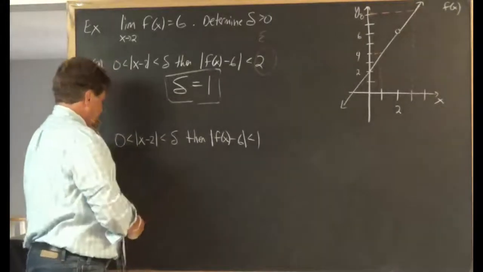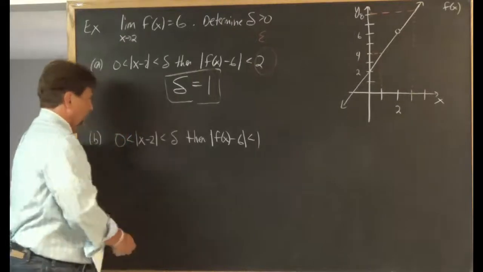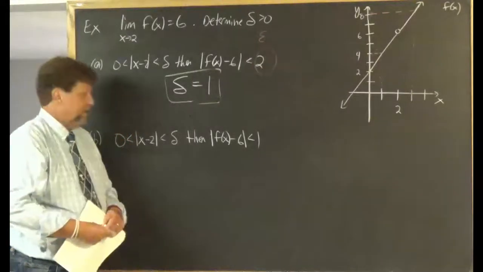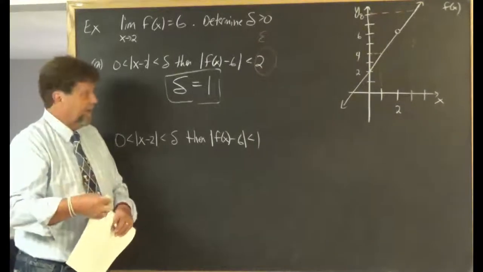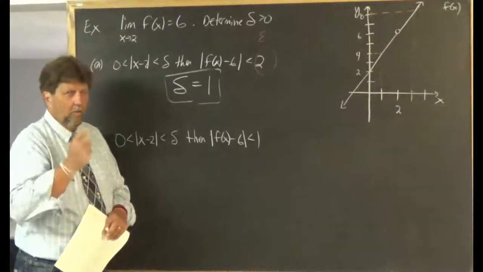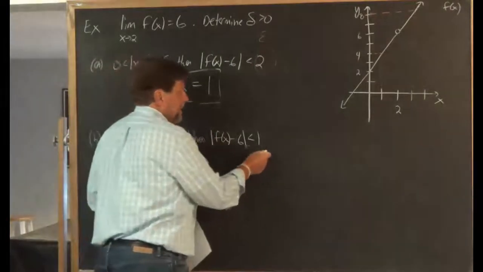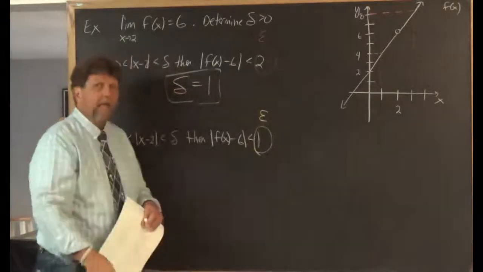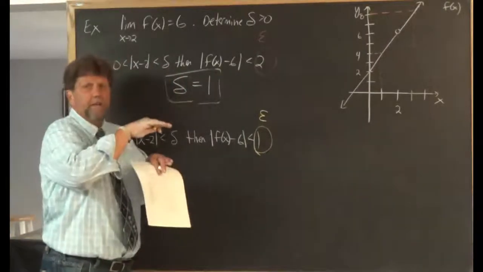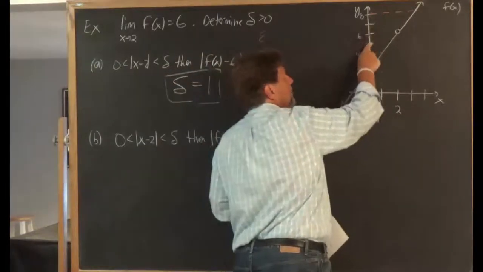So let's look at part B. Part B says the absolute value of x minus 2 less than delta, then the absolute value of f of x minus 6 is less than 1. So it's a game. The person has given us a smaller epsilon. Now they want to be just within 1 unit of 6. So within 1 unit of 6.